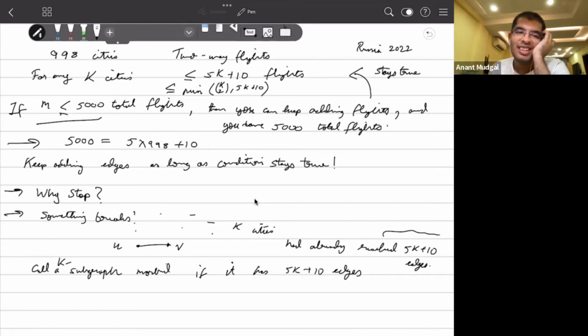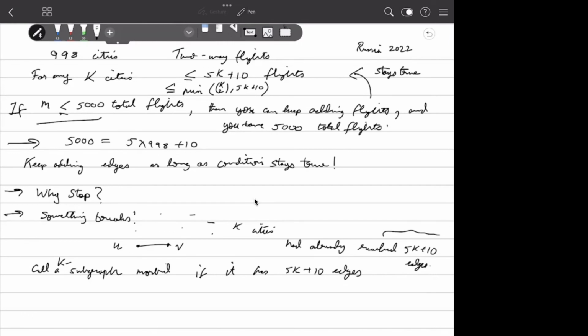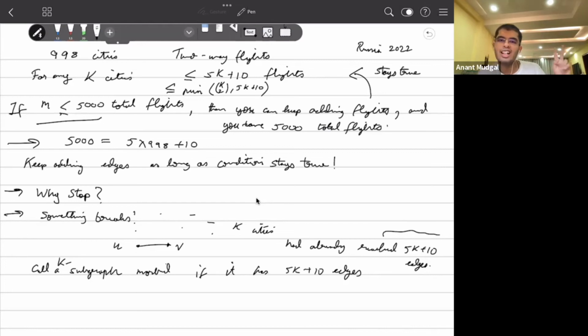So you have these morbid subgraphs. This sounds wrong, but what do you do with them? Now instead of working with vertices, you're working with these clusters of morbid subgraphs which have these 5K plus 10 edges. How do you look at them? I guess I have a global idea, but I should not say that. The union of vertices of all those graphs will have all the vertices.